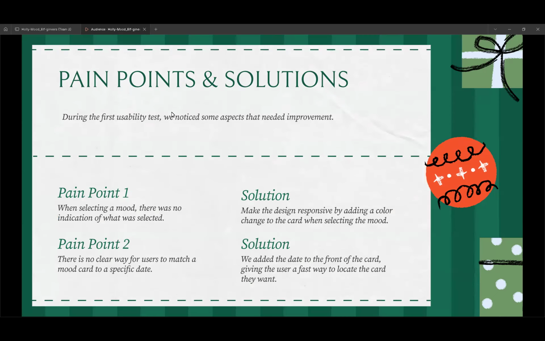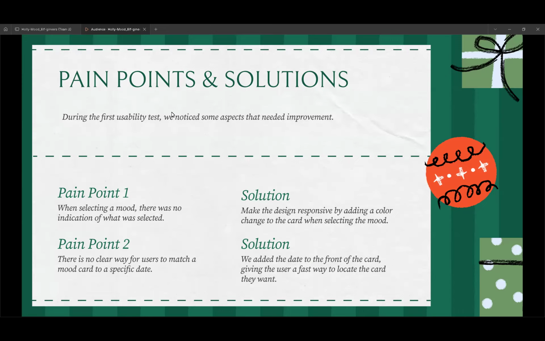When coming up with these designs, we ran into two pain points. Our first pain point was that when selecting a mood, there was no indication of which mood was selected. And as a team, we decided that making the background gradient reflect the mood that they chose was the best direction to go with. It was the most simplistic and the easiest to understand.